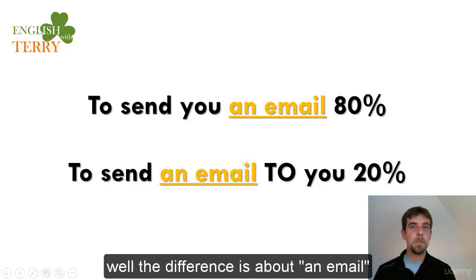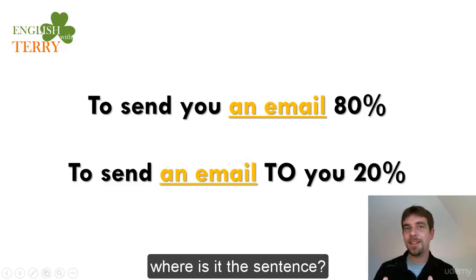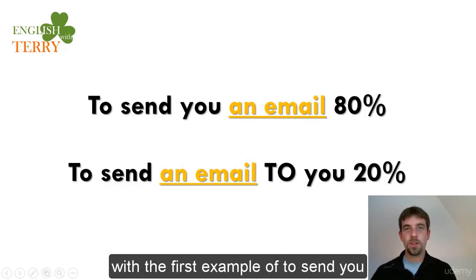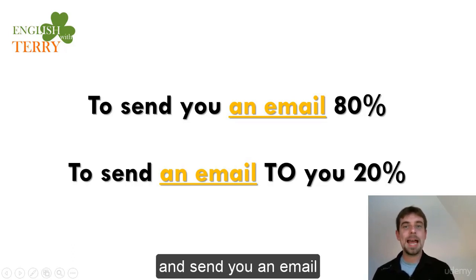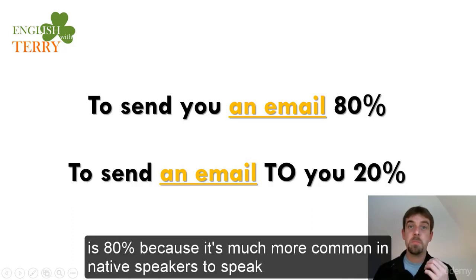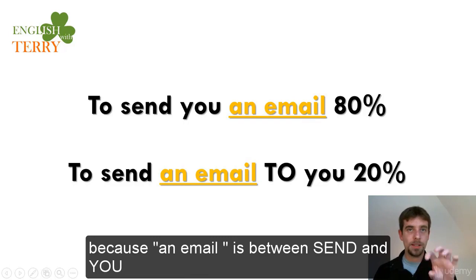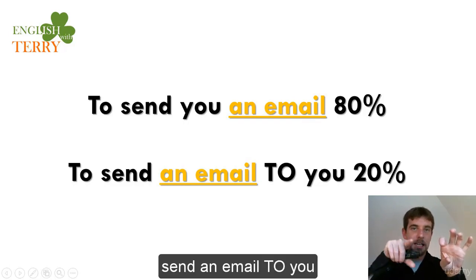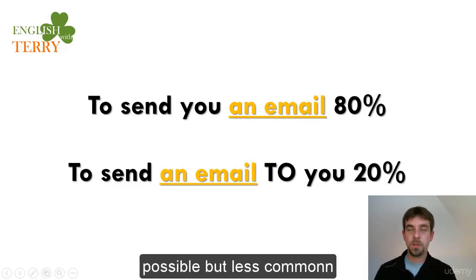Well, the difference is about an email, the object, what we are talking about. Where is it in the sentence? With the first example, to send you, it's after the verb and after you. It's send you an email. And that's 80% because it's much more common in native speakers to speak like this. It is possible to say to send an email to you, because an email is between send and you. Send an email to you, which is 20%, much less common. Possible, but less common.